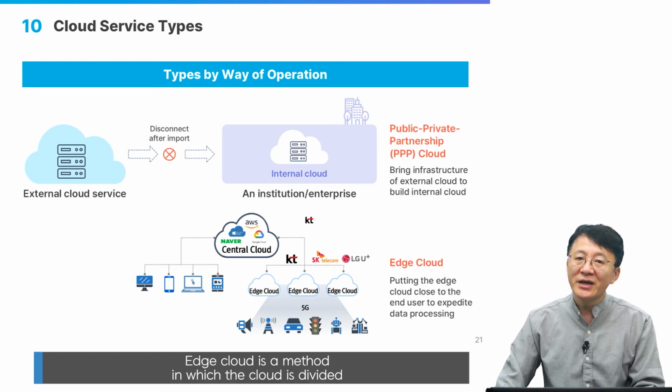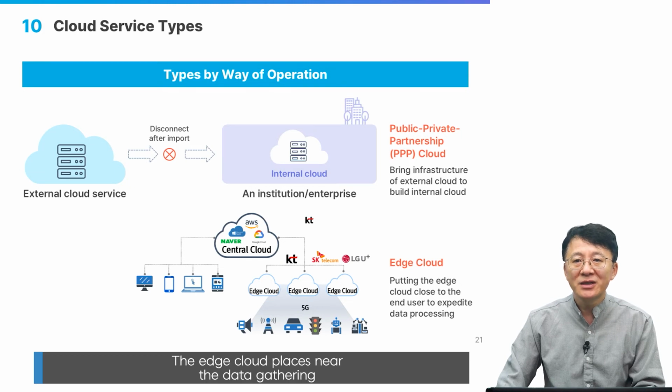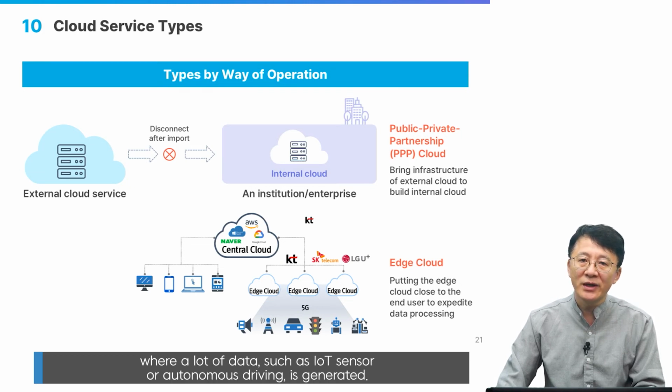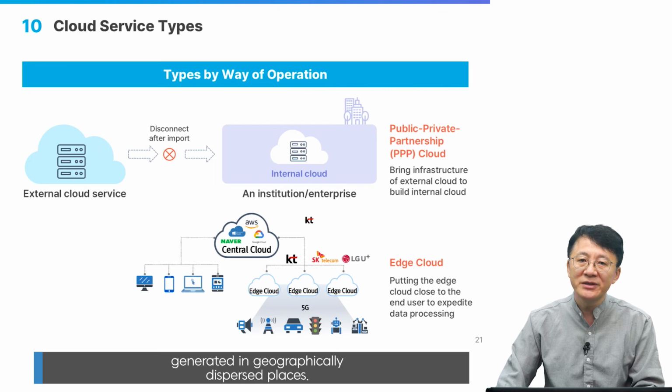Edge cloud is a method in which the cloud is divided into a main cloud and an edge cloud. The edge cloud is placed near the data gathering where a lot of data such as IoT sensor or autonomous driving data is generated. In the edge cloud, data is collected or processed first in the edge, and the important data is sent to the main cloud. The edge cloud is advantageous for rapidly processing large-scale data generated in geographically dispersed places.